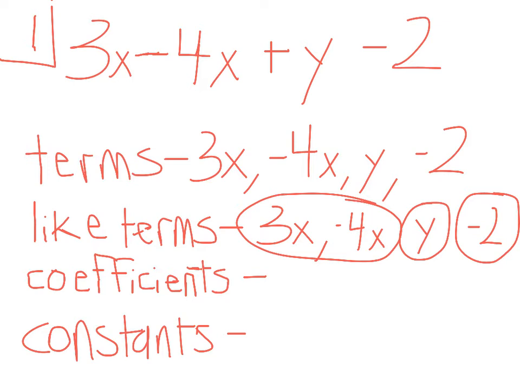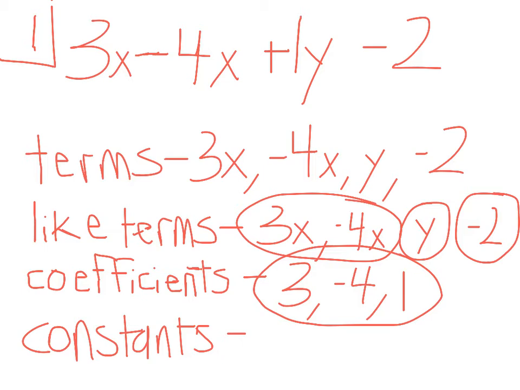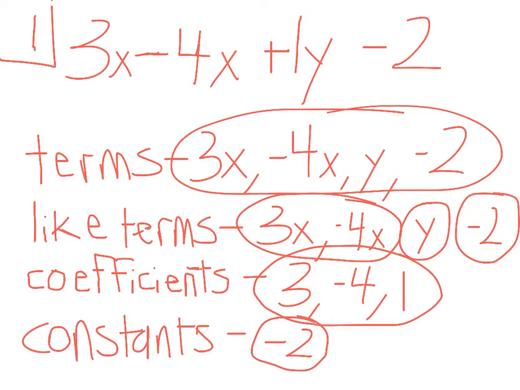And then you've got coefficients, right? Coefficients are the number in front of the letter. So there's a 3 in front of x. There's a negative 4 in front of x. And in front of the plus y, there's a 1 there. So the coefficients are 3, negative 4, and 1. And then we've got the constants. There's only one constant, and it is negative 2. Just knowing that going forward, again, will be really helpful as we do things.